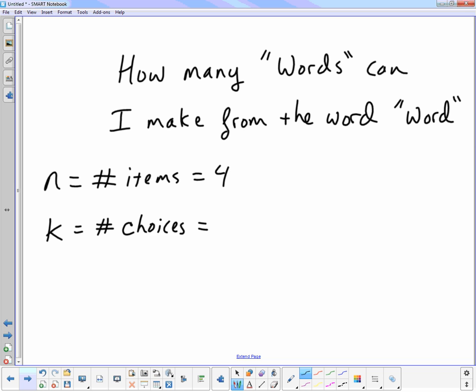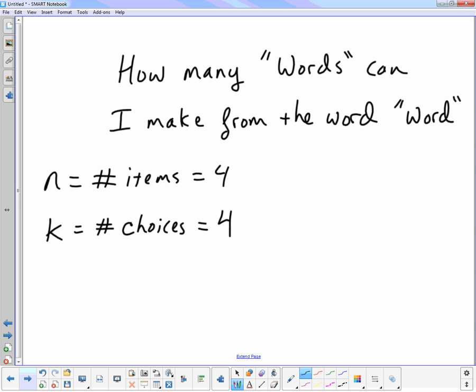Now, if I'm choosing 4-letter words, then I would have 4 choices. If I was choosing 3-letter words, then K would be 3. 2-letter words or 1-letter words, right? If I just said, how many can I make? It would be all of the 4 letters, all of the 3 letters, all of the 2 letters, and all of the 1 letters. So you would actually have to compute 4 different things and add them all up. Does that make sense?